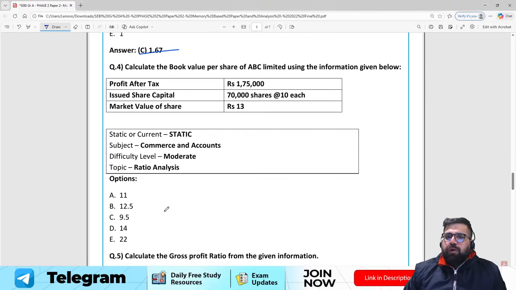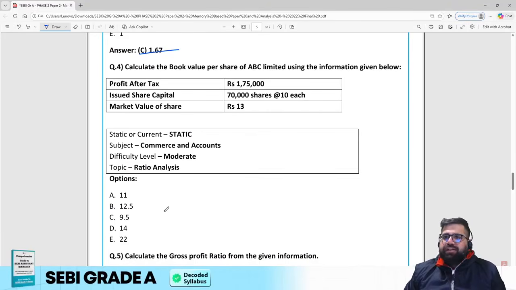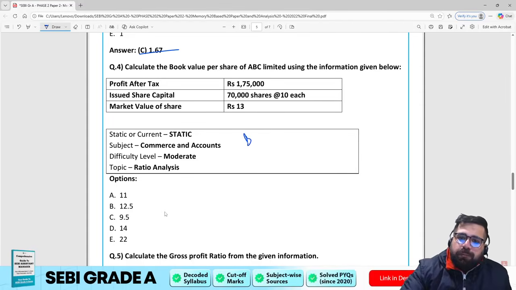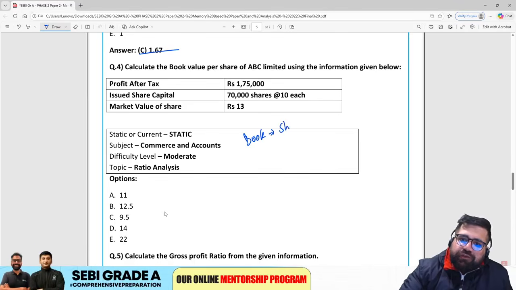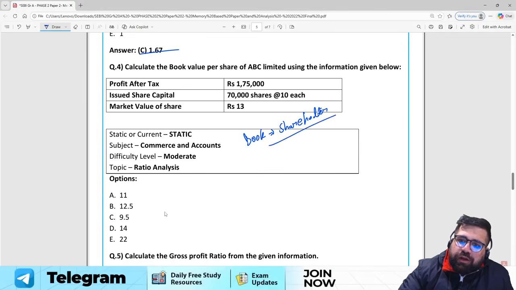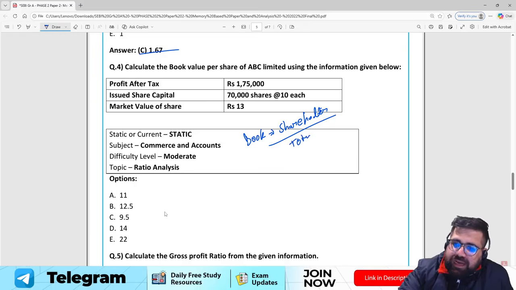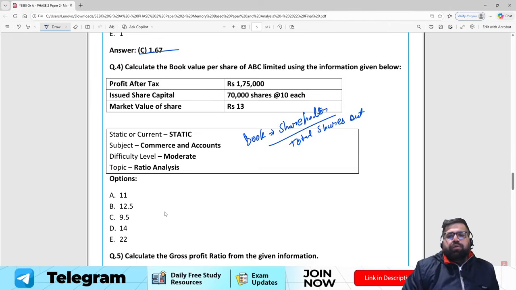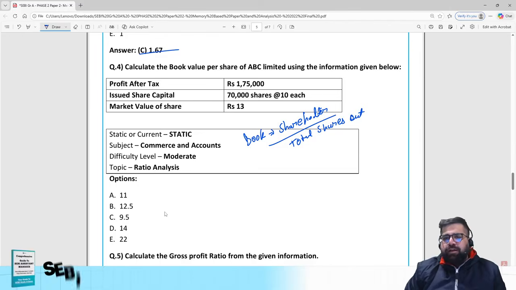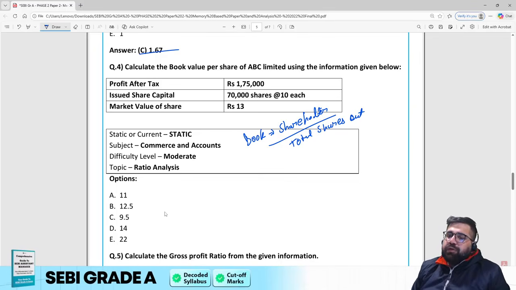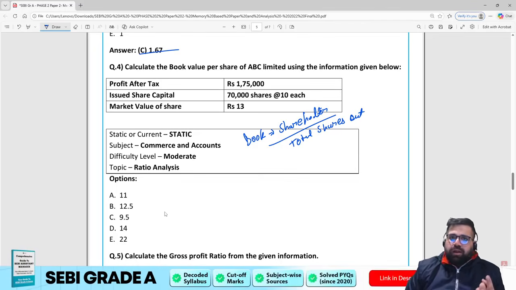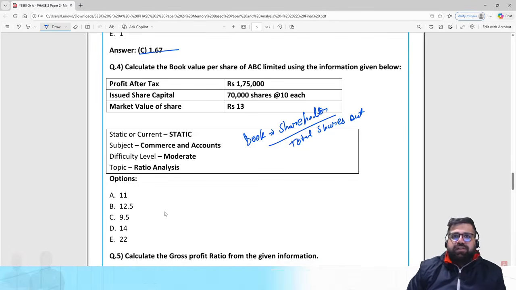Calculate the book value per share of ABC Limited using the information below. Book value per share means what? Now see, book value per share basically means shareholders' fund divided by your total shares which are outstanding, or you can say total equity shares which are outstanding, right? So now you have to calculate shareholders' fund. Shareholders' fund means equity capital, preference capital plus your reserves and surplus.